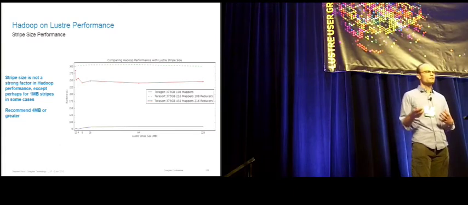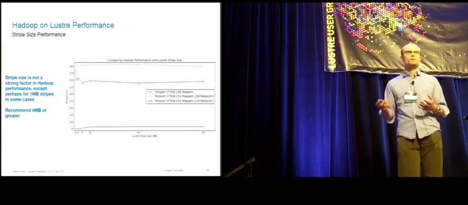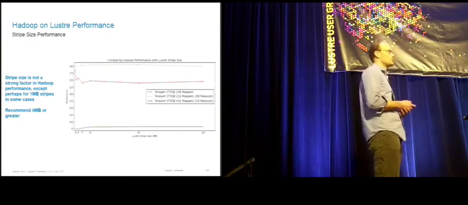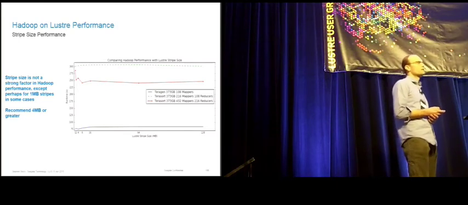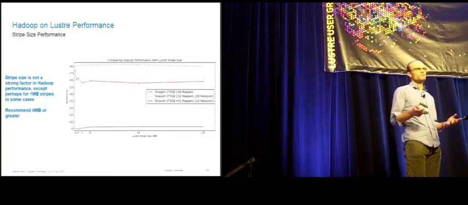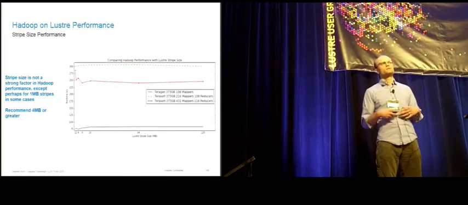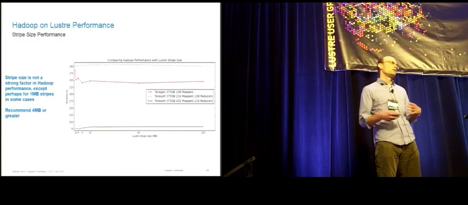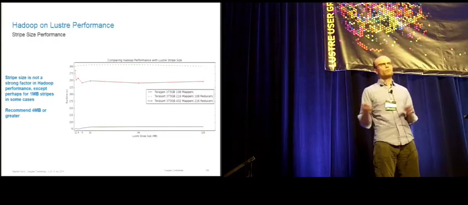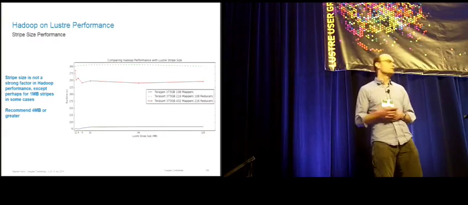It's much more sensitive to how you're running your job, the number of mappers, the number of reducers. So really what this means is that if you have a Lustre system, you can tune it for your other jobs. You can create your directory striping for whatever else you're doing, and Hadoop will run just fine with whatever setting you chose.